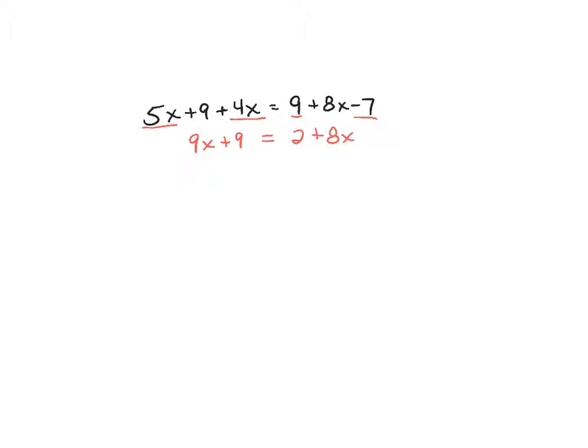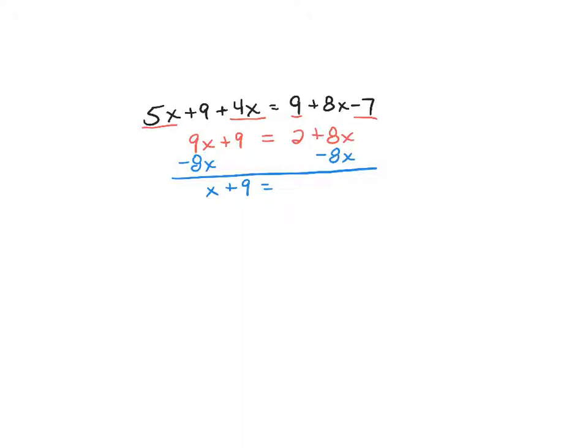So as I do that, first thing that I would do is to subtract 8x from the right-hand side because I want to get rid of the x's on both sides. If I subtract 8x from that side, I'm going to also subtract 8x on the left-hand side. 9x subtract 8x gives me 1x. I'm just going to write it as x, and I have x plus 9 on the left-hand side.